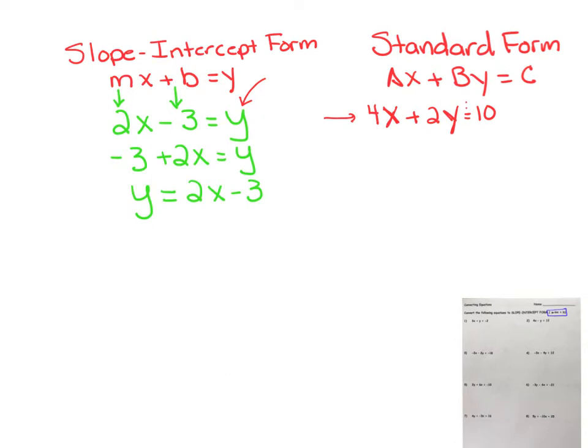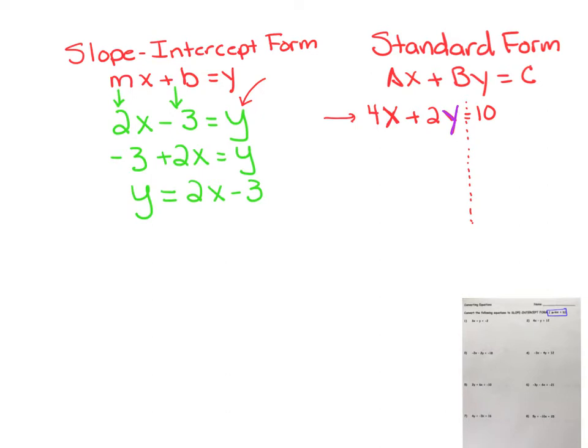We do have the ability, though, to manipulate the parts of this equation and isolate that y variable so it sits alone by itself on one side of the equation, and we can get this standard form equation into slope-intercept form. Let's take a look at how we do that.